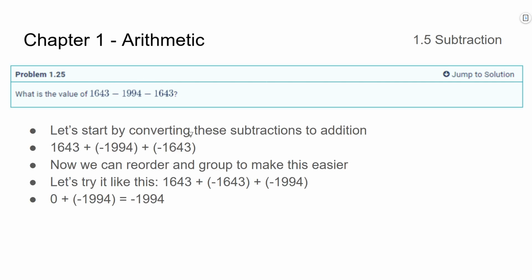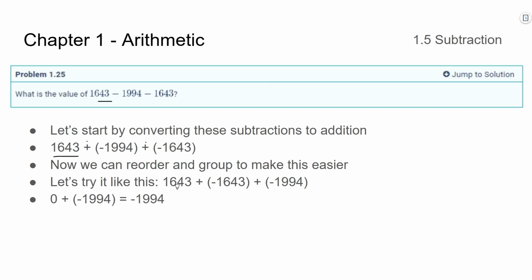All right, let's convert the subtraction to addition first. So we have our first number here, 1643. That doesn't change. Let's change this first one to addition. So now we have plus negative 1994, and then plus the negative 1643. Well, now we can reorder it because now we're talking about addition. We're talking about adding negatives instead of subtraction.